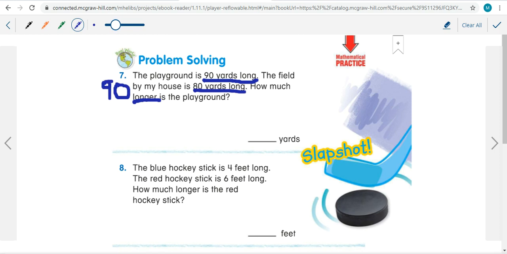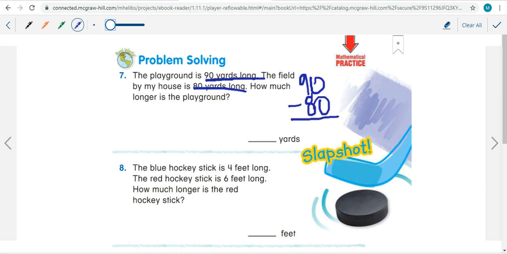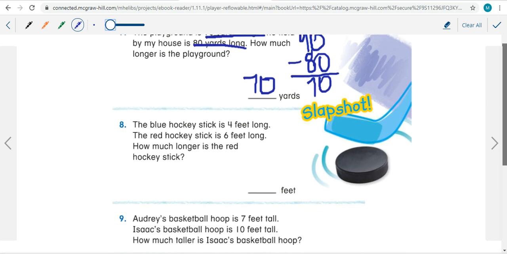So we're going to subtract 90 minus 80, which is equal to 10. So the answer is 10. The playground is 10 yards longer than the field by my house.